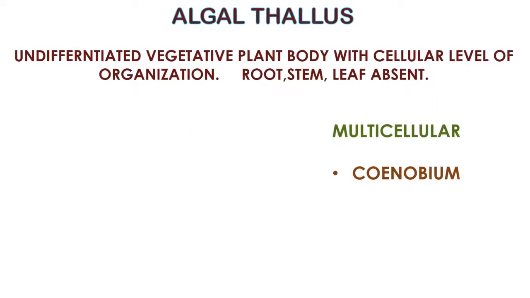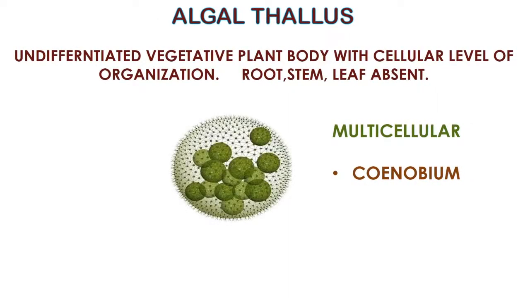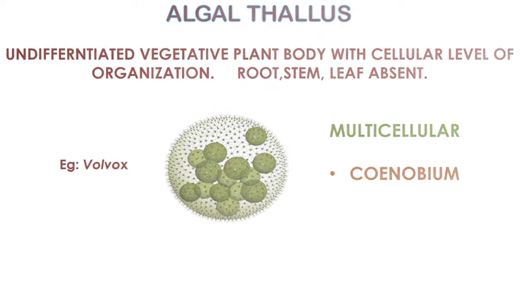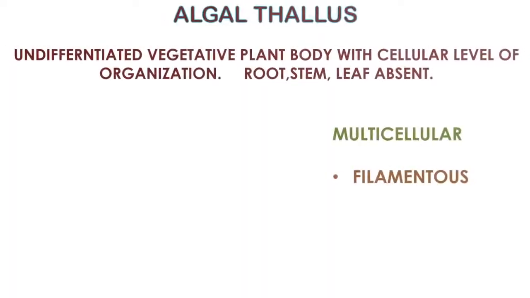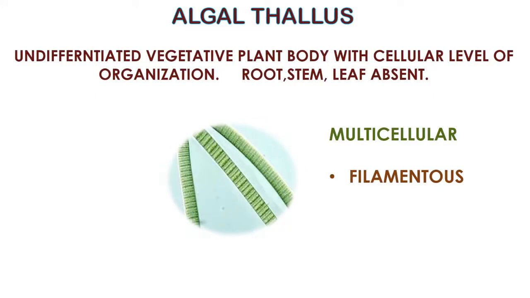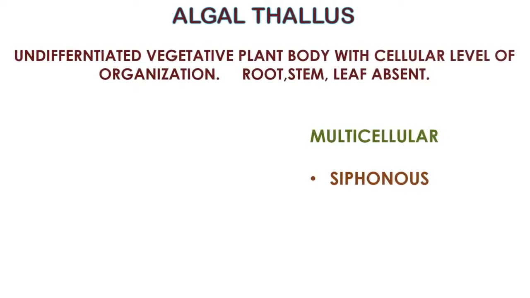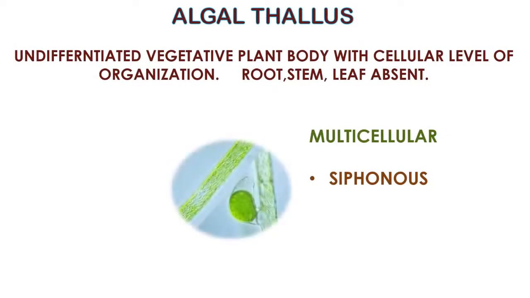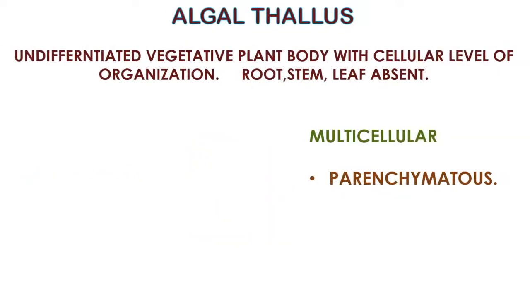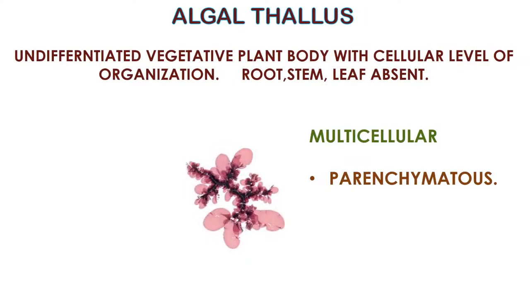Algae having more than one cell are called multicellular. Cenobium is an example of that, where you can see a colony of cells. Volvox is an example. Filamentous forms are cells arranged one above the other. They form branched or multi-branched filaments. Siphonous forms are tube-like structures, and Vaucheria is an example of that. Parenchymatous algae have an algal thallus where parenchyma cells are arranged in a row.